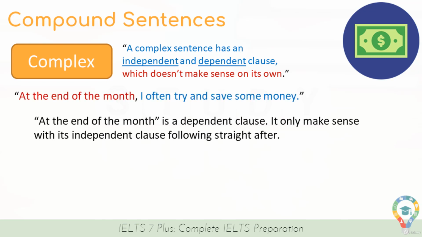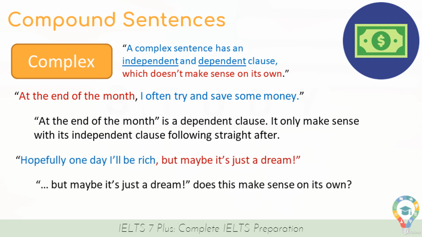At the end of the month, I often try and save some money. At the end of the month is a dependent clause. It needs the independent clause to make sense. Let's take a look at a second example. Hopefully one day I'll be rich, but maybe it's just a dream.